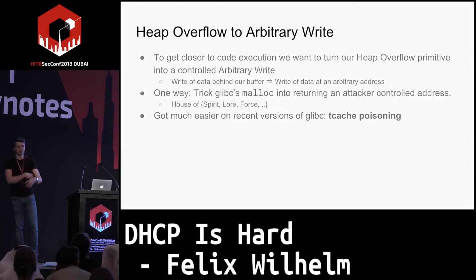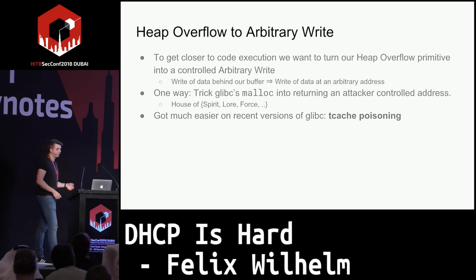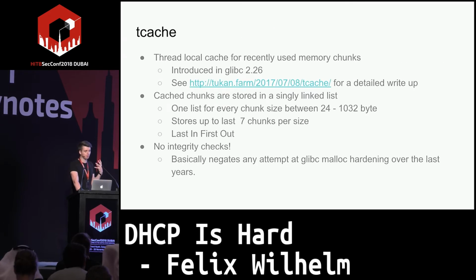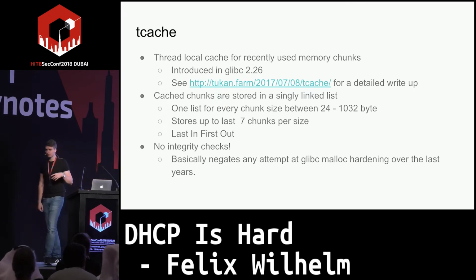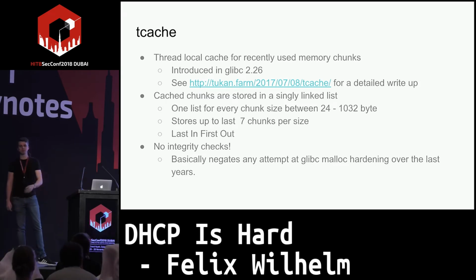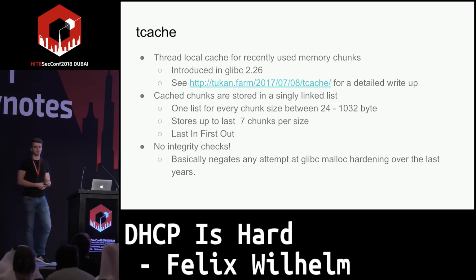However, if you have a recent version of glibc, like a modern one from the last 2 years, tricking glibc into returning an arbitrary attacker-controlled address is actually much easier. And there's a new approach to do this. It's called tcache poisoning, and it works thanks to a feature called tcache. So tcache is a thread-local cache for recently used memory chunks. It was introduced in a recent glibc version, and you can see this in my slides. I linked to a blog post that goes into much more detail about the mechanism.